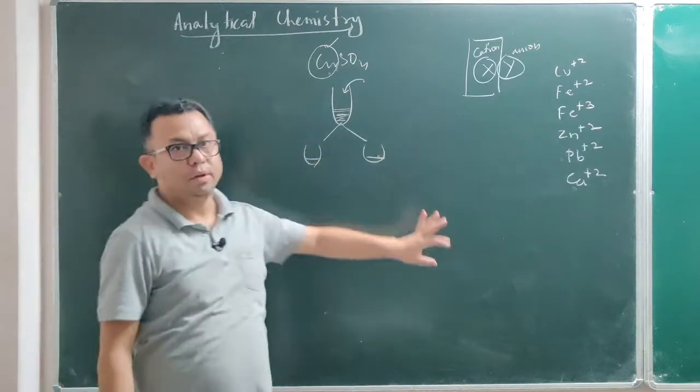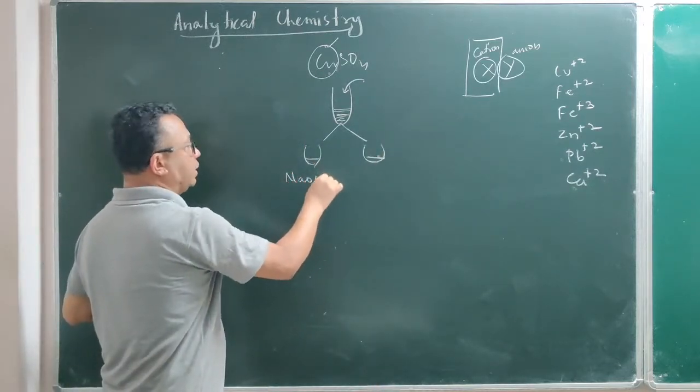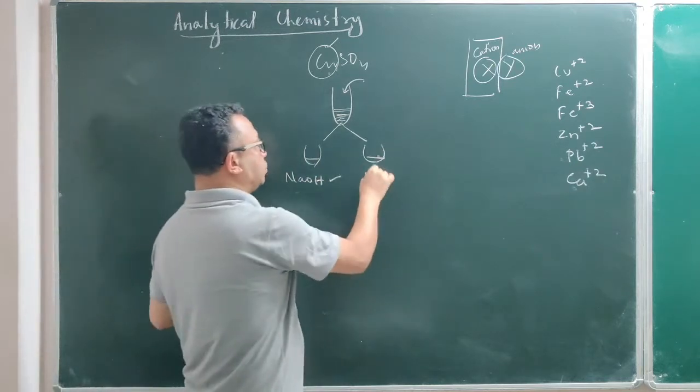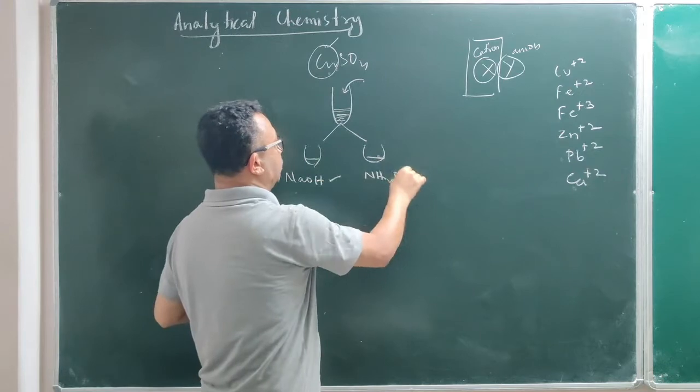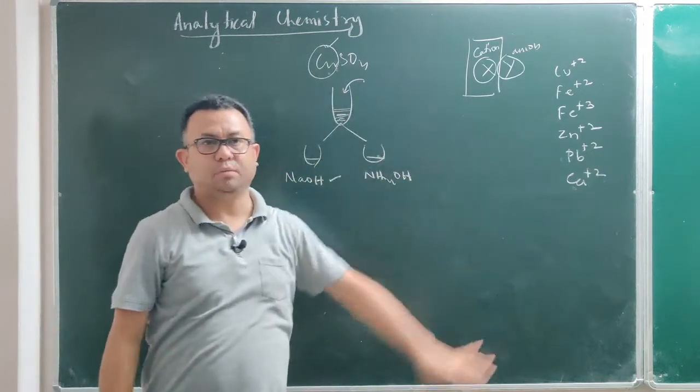Now why 2 halves? Because one you are going to test with sodium hydroxide solution, alkali, and the other one you have to test with ammonium hydroxide solution. So that means you have to do 2 tests: one is sodium hydroxide solution and the other one is ammonium hydroxide solution.